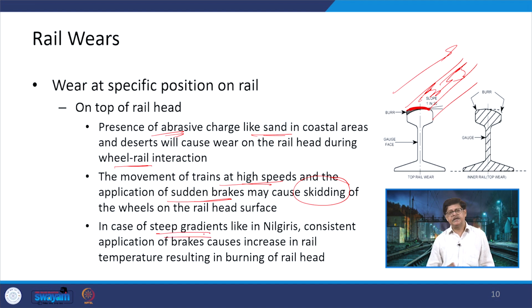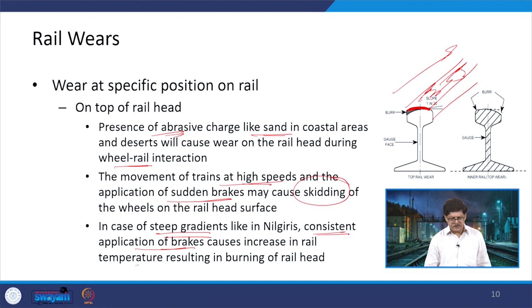In case of steep gradients, there is consistent application of brakes. The reason being, as I told you previously, when you are coming down and the speeds are increasing, you have to control the speed of the train. Otherwise, it will be very difficult to stop the train at the next station, or to negotiate the curves or those particular gradients. So, a consistent application of brakes is there, and this is not only at the locomotive, it is also at the wagon level.